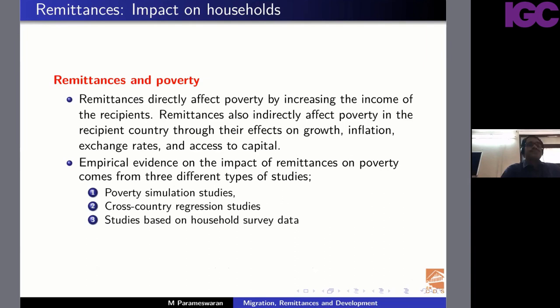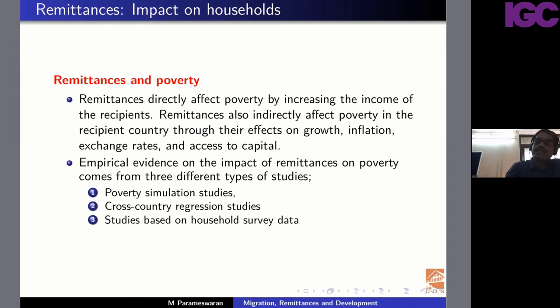Now we discuss that. Here what I will do is briefly explain the issues involved and some of the studies. What does the literature say, that is, where does the literature stand on the impact of remittances on poverty? Remittances can directly affect the poverty of the migrant's household, and remittances can also affect the poverty of those who are staying there indirectly by increasing the growth rate of that country.